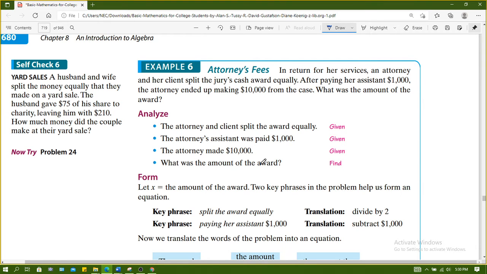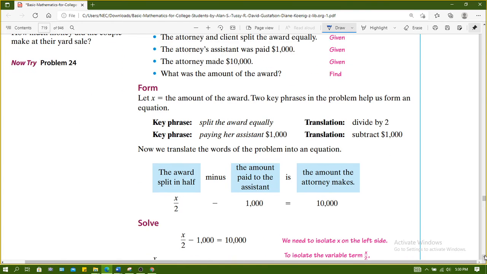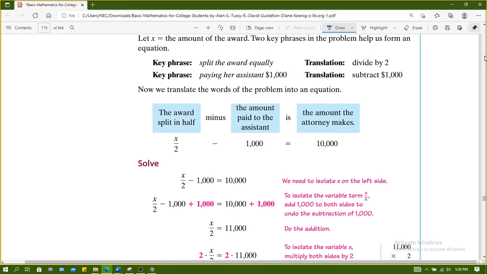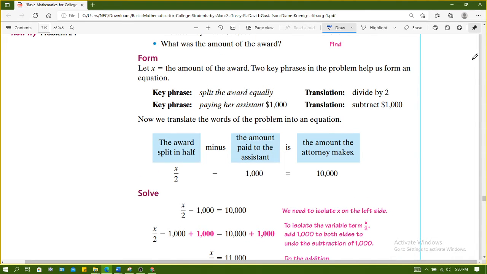So, what was the amount of the award? By just understanding this, I guess $22,000. No, tunga sila $11. Kitagaan niya iyahang secretary, 10,000 na lang na yung nabilin. Let me check kung correct ba ko. Okay, so let X be the amount of the award. Then we have two key phrases in the problem to form an equation.